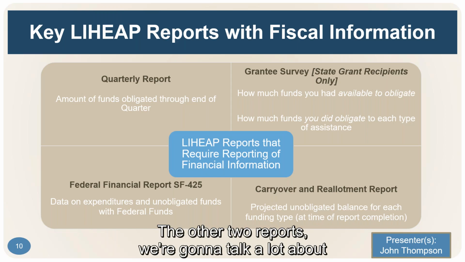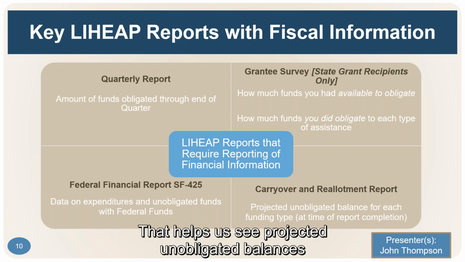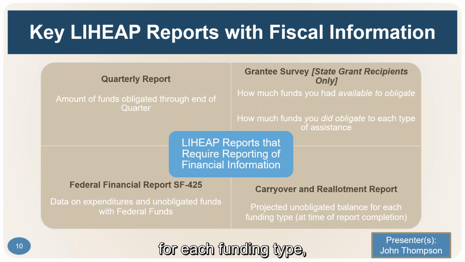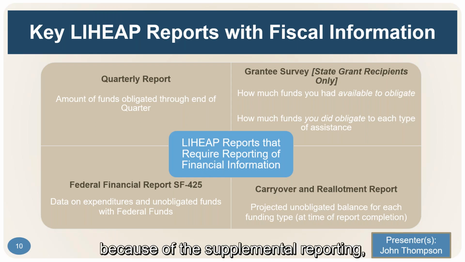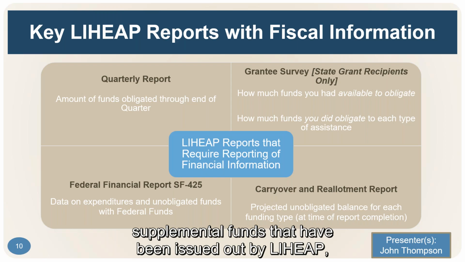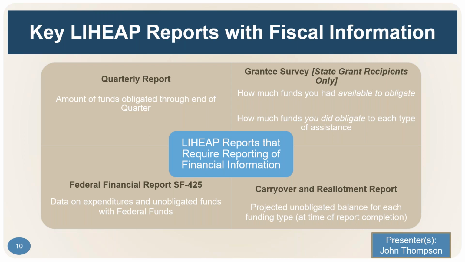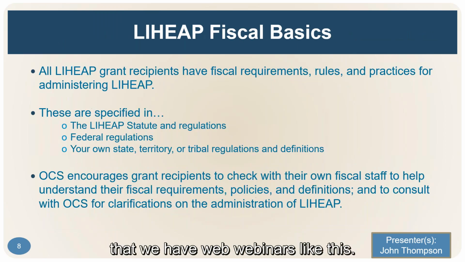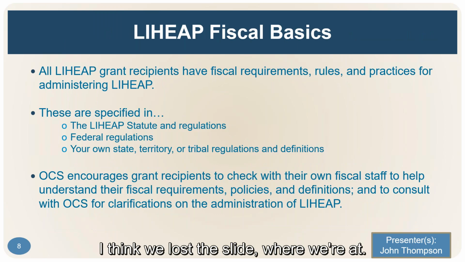The other two reports, we're going to talk a lot about the Carryover Reallotment Report today. That helps us see projected unobligated balances for each funding type. And as that report has grown over the last 2 years because of the supplemental funds that have been issued out by LIHEAP, in CARES, ARP, the IIJA funds, it's even more important that we have webinars like this. I think we lost the slide where we're at.